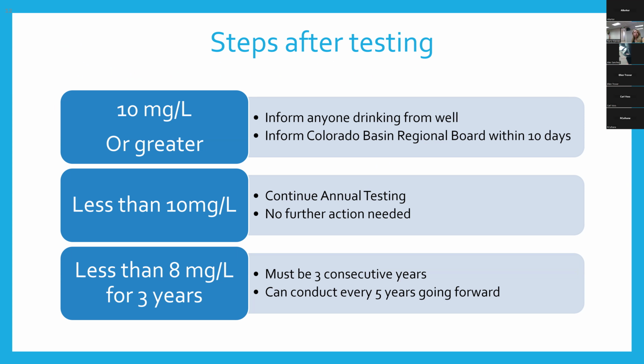Now, this is my most important slide. This is kind of what you need to do when you get that report. If you have less than 10 milligrams per liter of that total nitrogen, then you can just move forward until next year. If they come back as 10 milligrams per liter or above, you need to tell the people using that well right away and tell us here at the Colorado River Basin Water Board. If the well's just for you and your family, once you've told us and everybody that's drinking from it, you have done what you need to as far as that reporting side.